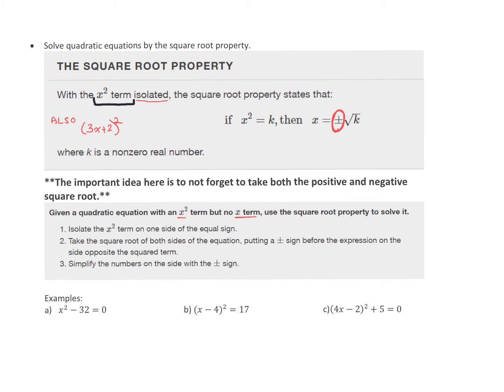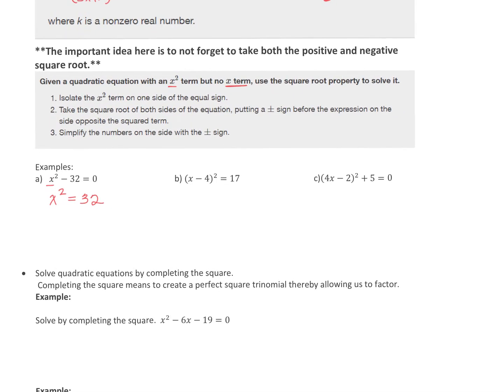So for example, in this particular case, we have an x squared, and we want that x squared to be by itself. So we're going to add 32 to each side, and we get x squared equals 32. Once I have my squared piece isolated, I'm going to take the square root of each side. Now I'm going to do that in a different color. And make sure that you're taking both the positive and the negative square root on the right-hand side.